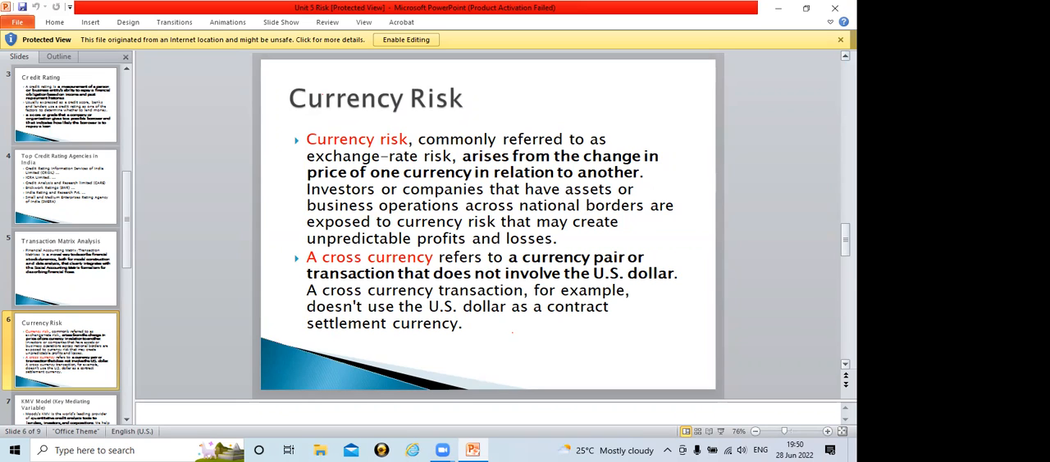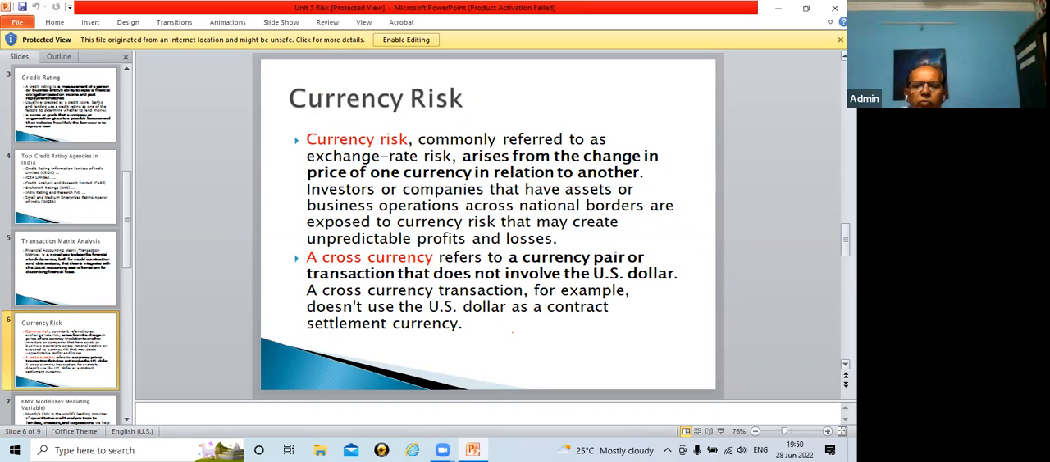Yes, sir. And here is the risk associated with exchange rate, also called currency risk. It arises from the change in price of one currency in relation to another. As in the example, one currency is our Indian rupee and the other currency is the dollar. What is the relation? $1 equals 78 rupees. That is a direct quote. There are two types of quote, direct quote and indirect quote. Here we are checking the direct quote.